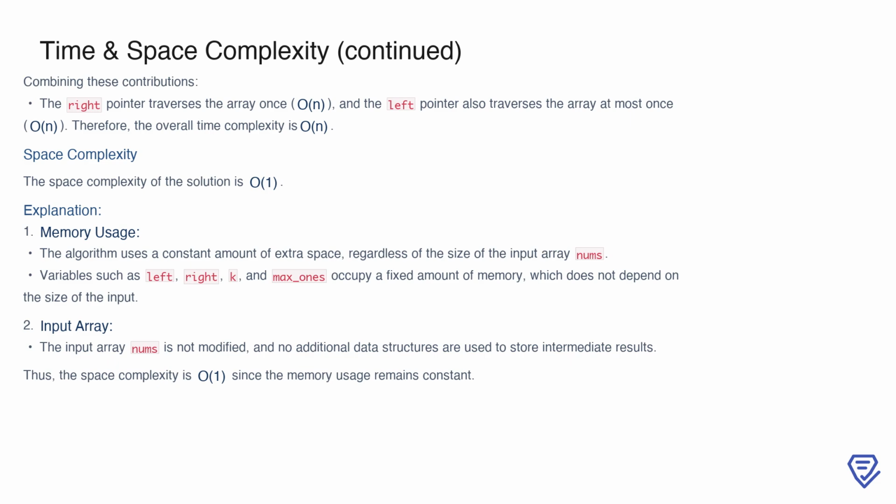Now, let's analyze the space complexity. The algorithm operates with a constant amount of extra space, making the space complexity O(1). Here's why: the variables left, right, k, and max_1 store values that do not grow with the size of the input array. These variables occupy a fixed amount of memory regardless of the size of the array. Additionally, the input array itself is not modified, and no additional data structures are used to store intermediate results. As a result, the space usage remains constant, and the space complexity is O(1).